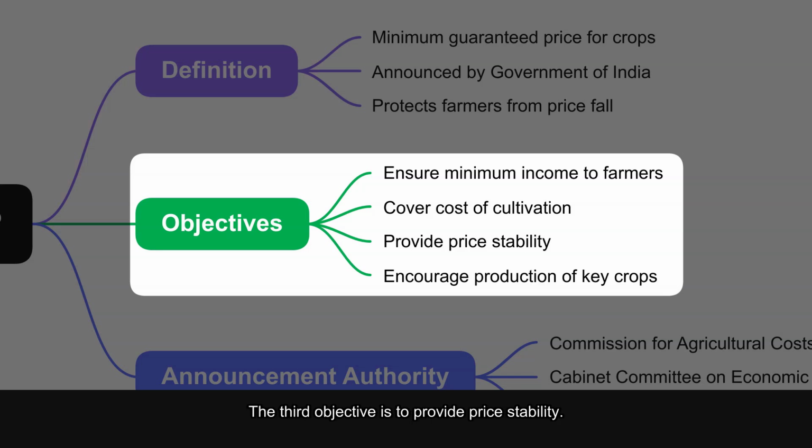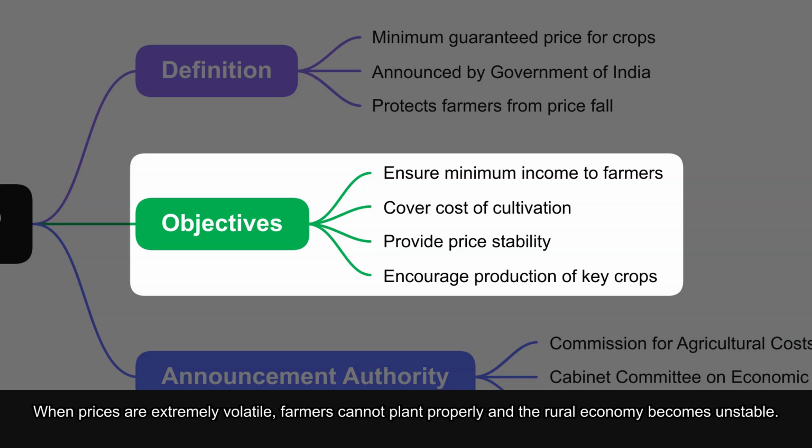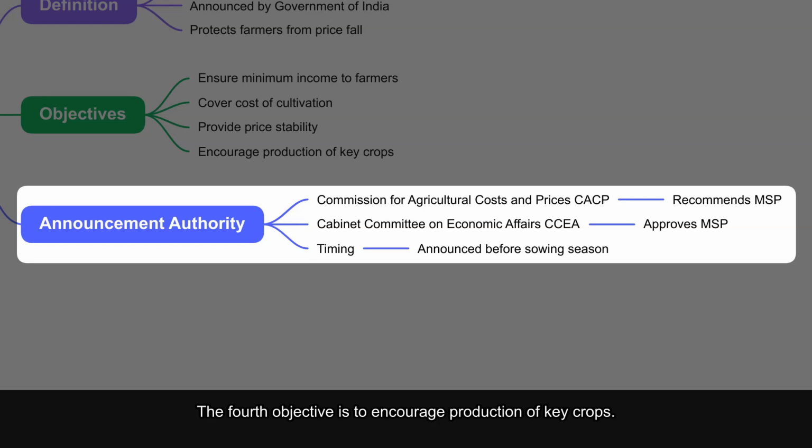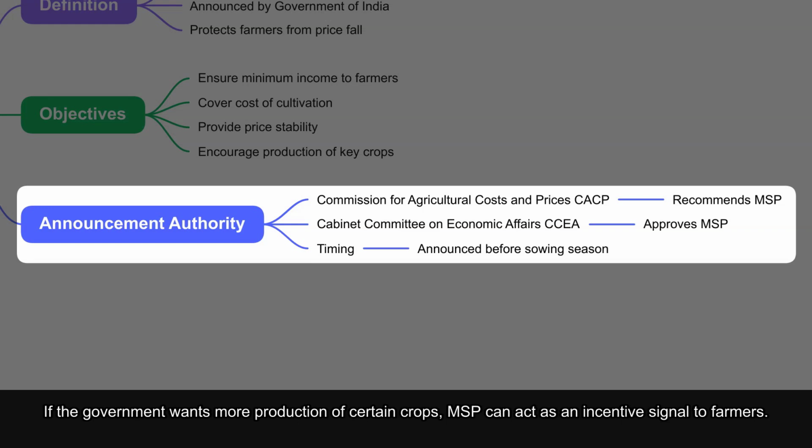The third objective is to provide price stability. When prices are extremely volatile, farmers cannot plan properly and the rural economy becomes unstable. The fourth objective is to encourage production of key crops. If the government wants more production of certain crops, MSP can act as an incentive signal to farmers.